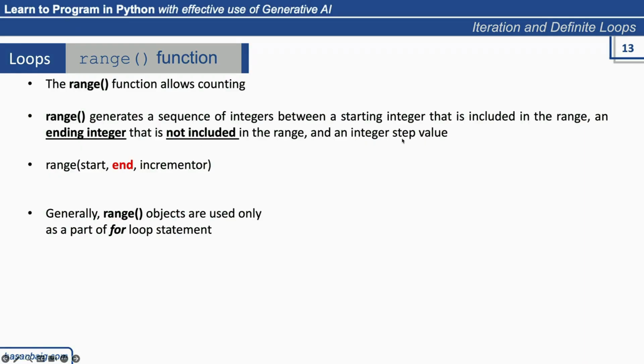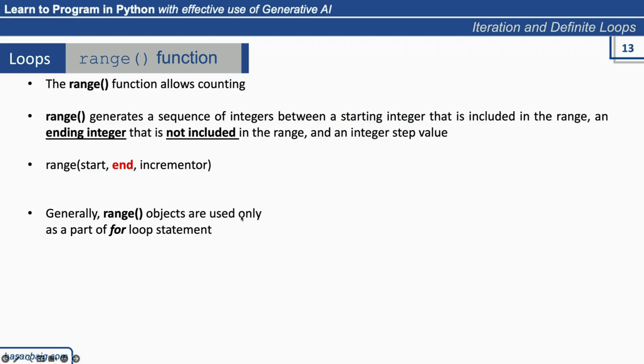It generates a sequence of integers between a starting integer that is included in the range, an ending integer that is not included in the range, and an integer step value. We can specify the integer step value as well. Generally, range functions are used along with for loops. This is the syntax for the range function. The reason you see END being highlighted here is because it is the required parameter to pass. You must pass one value, and if you are passing one value, it will be treated as the END value.